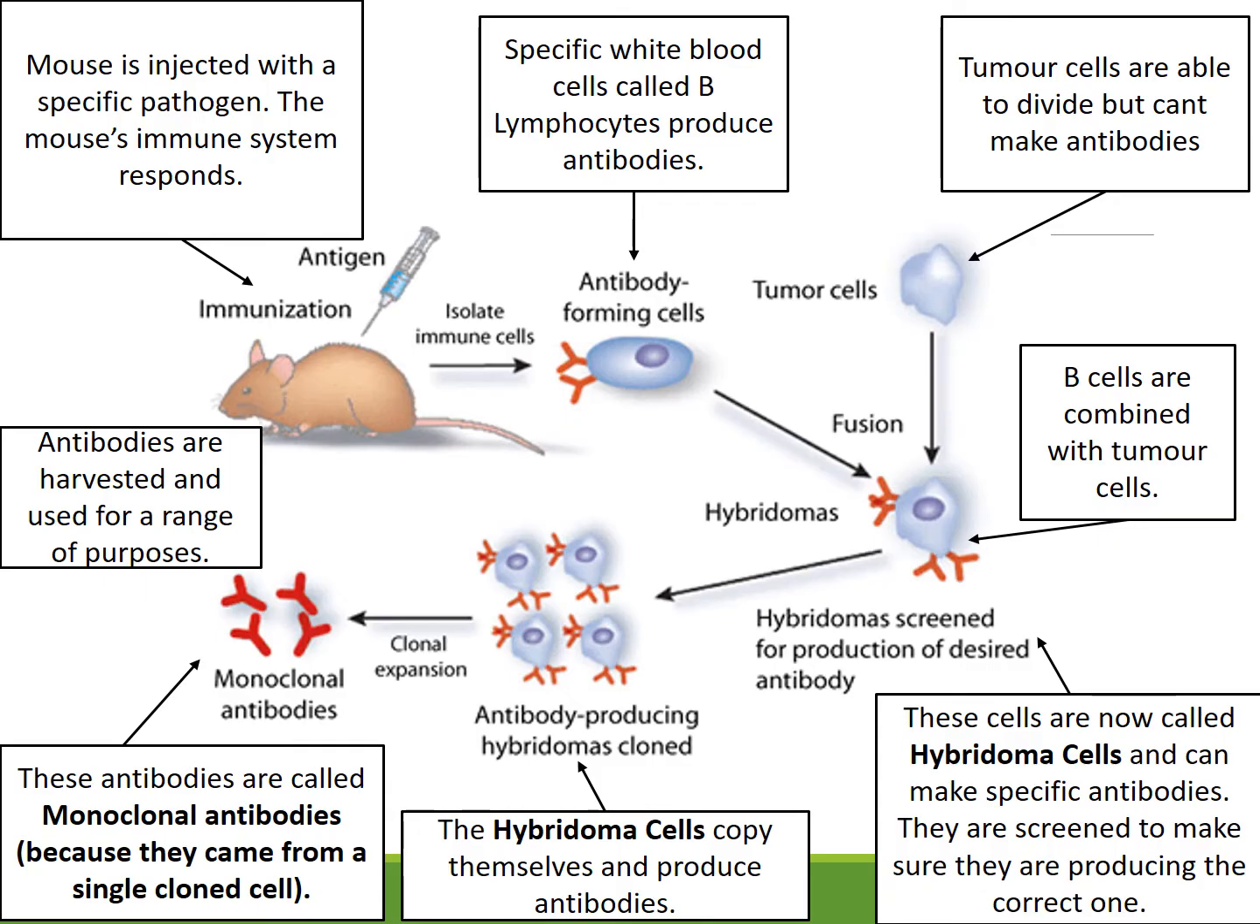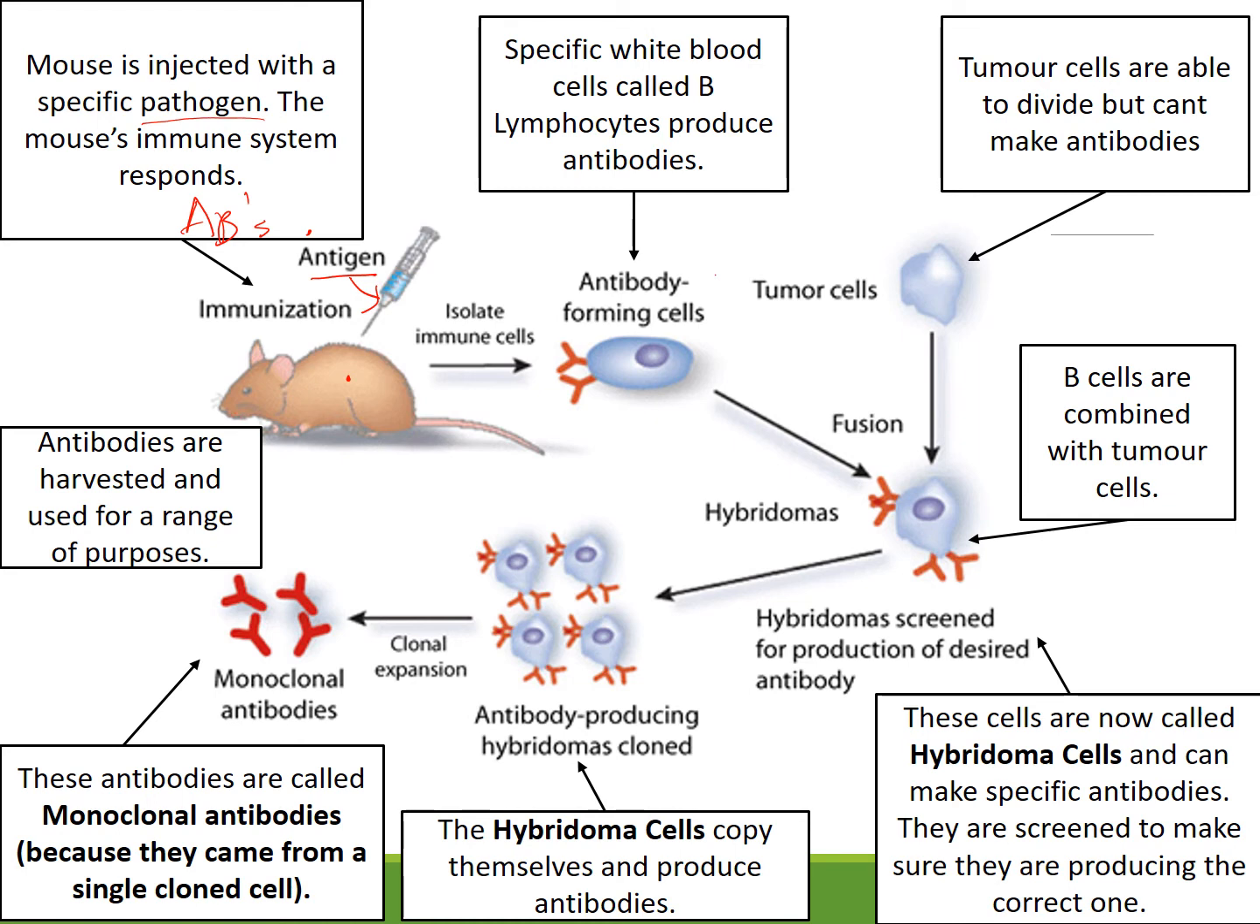So this is how we make them. Now this is a flow diagram that you need to know, and I'm going to add on to this worksheet, or you can just draw it yourself. So this is what happens. We get a mouse and we inject it with a pathogen. Remember, that's a virus, a bacteria, whatever. The mouse's immune system responds, so that means it starts producing antibodies. So here we've got the specific pathogen with a specific antigen being injected into the mouse. We then find the specific B lymphocytes, the B white blood cells that are producing those antibodies.